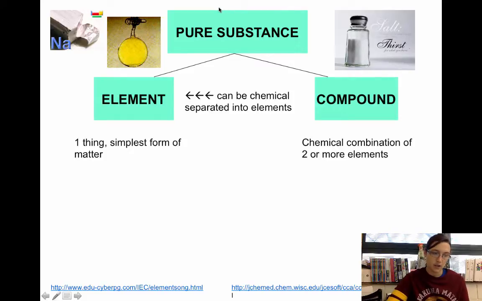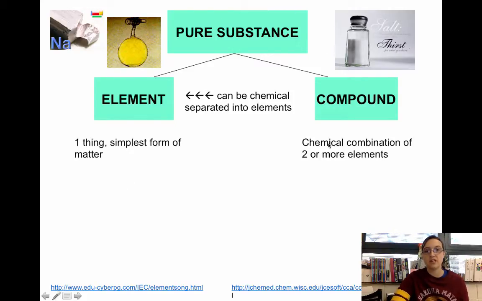So again, a pure substance is a single element or single compound. So if we look at an element, it's one thing. It's the simplest form of matter. Okay, so sodium, we can find Na, which is sodium, in a box on the periodic table, right? One of the squares on the periodic table has Na in it. That's an element. Copper is Cu. Chlorine is Cl. Oxygen is O. Hydrogen is H. Right? Those are all elements. That's the simplest form of matter.